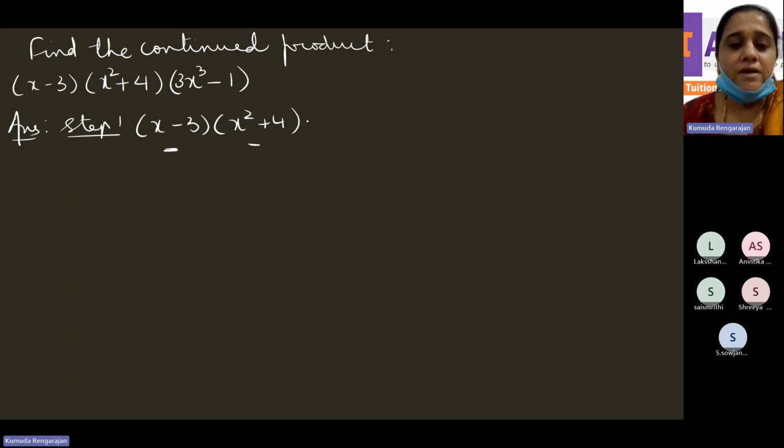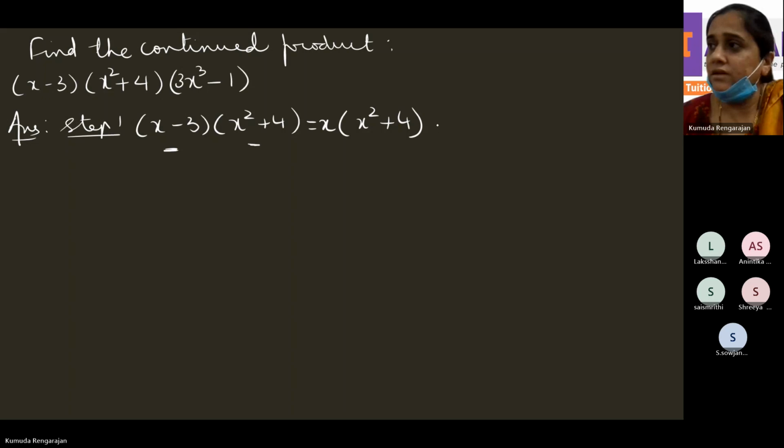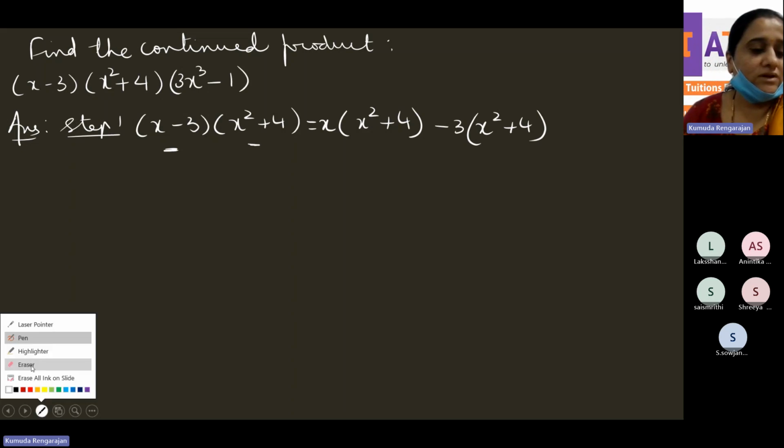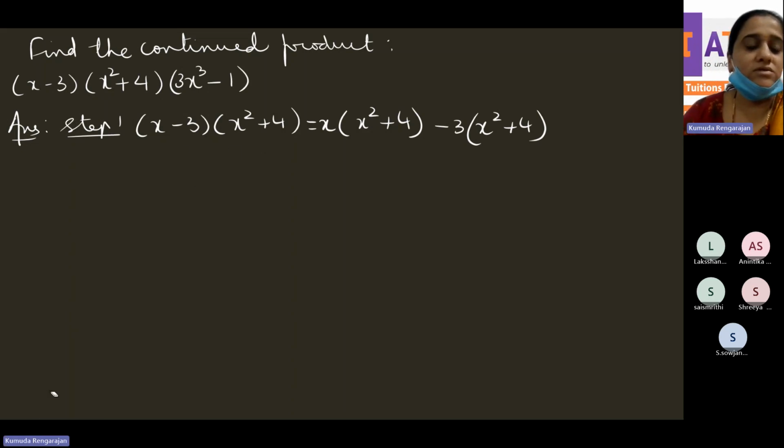So what's the first step? You tell me. x into x squared plus 4, minus 3 into x squared plus 4. Very good. Minus 3 into x squared plus 4. This is the first step. Next, continue.